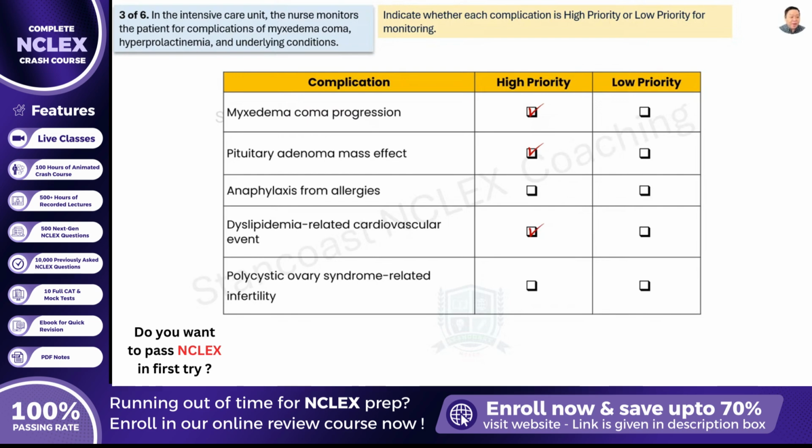Now, what about the polycystic ovary syndrome-related infertility? Why do you think? Let me check that box right there. All right. Why is it that we're going to put low priority for the PCOS-related infertility? Well, this is something that can also matter, but not during this critical care admission, because the effects of this condition are not really going to be urgent right now. And it's not going to affect the patient's survival during this acute crisis.